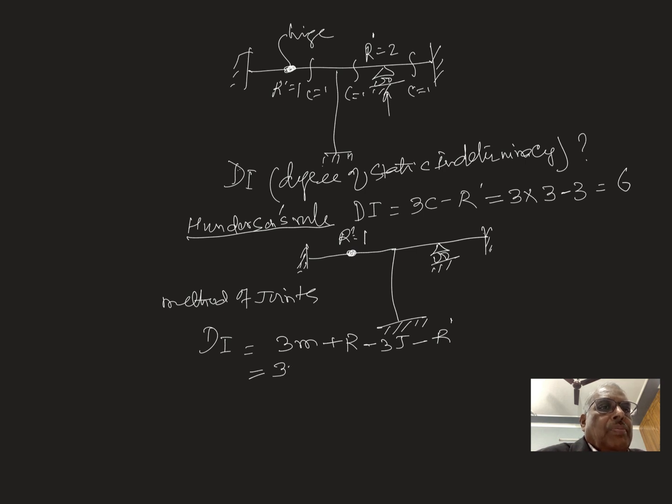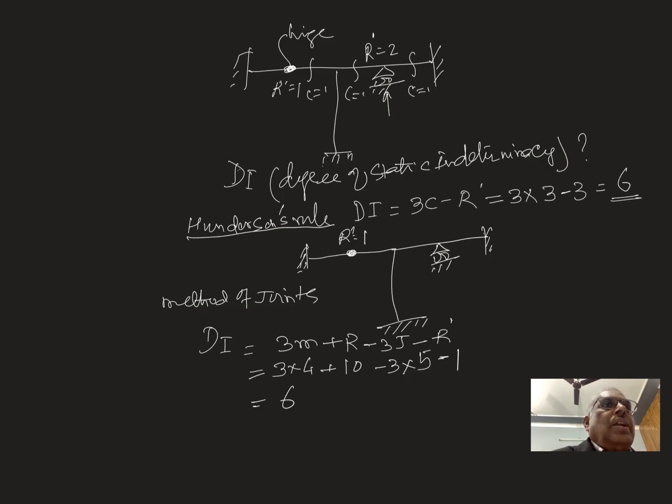There are 4 members. How many reactions? 3, 3, 6, 9 and 1, so 10 reactions. How many joints? 1, 2, 3, 4, 5 joints. Unrestrained is 1. 3 times 4 is 12, plus 10 is 22, minus 15 is 7, minus 1, that is 6. So by method of joints also DI is 6.